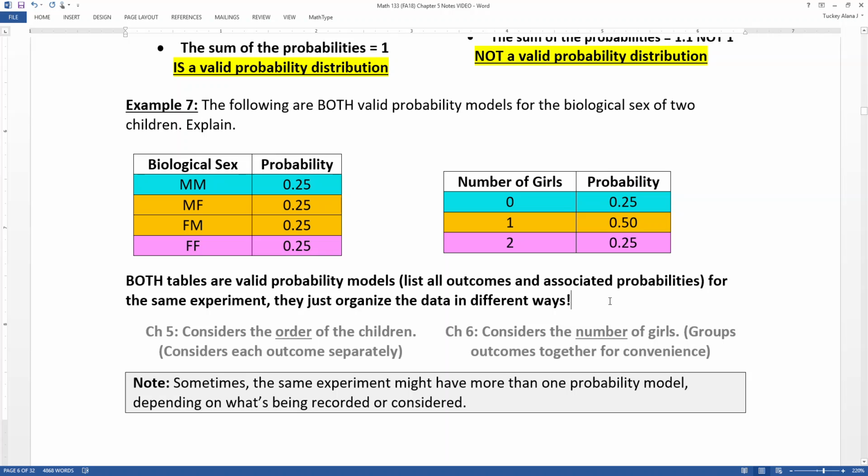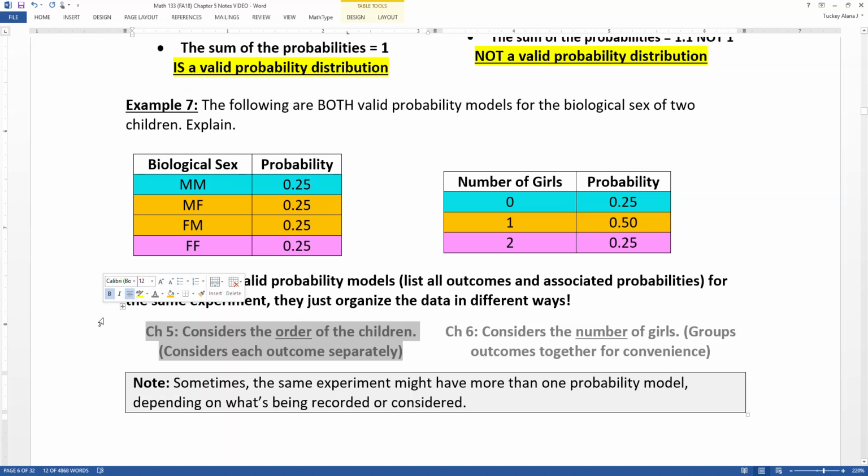They just organize the data in different ways. So this one on the left is actually more of a chapter 5 way of organizing it. We're going to consider the order of the children. So which one's first, which one's second, we organize it differently.